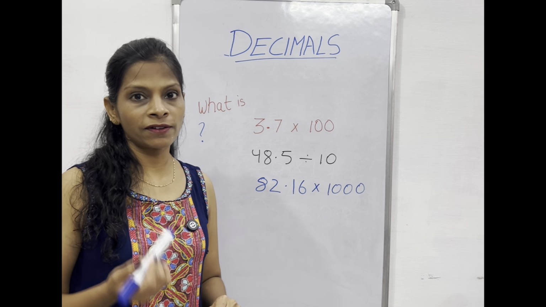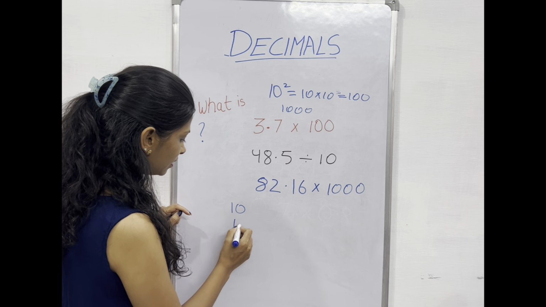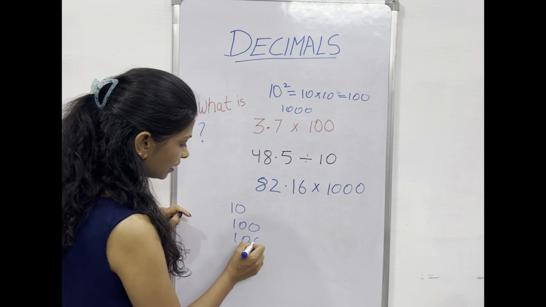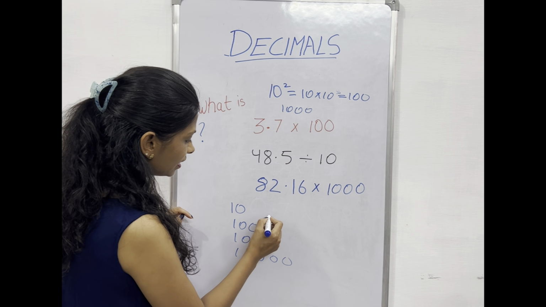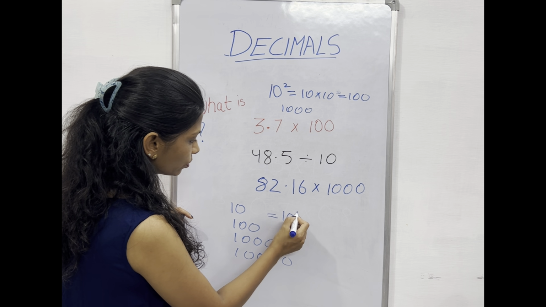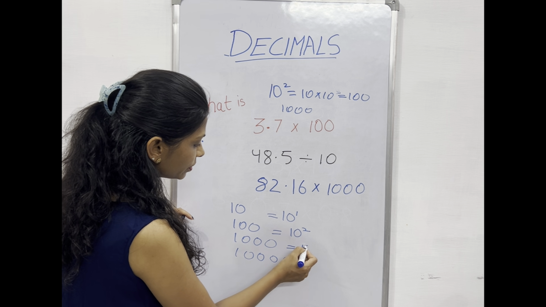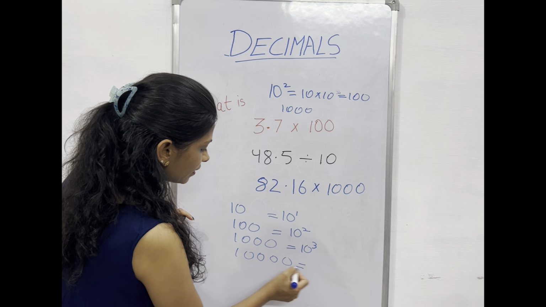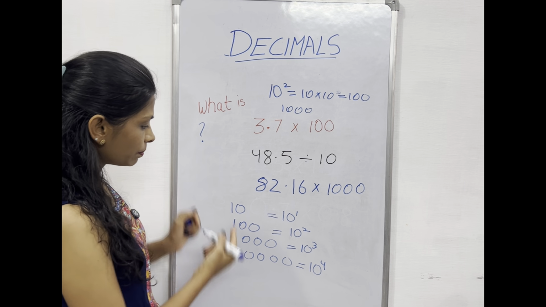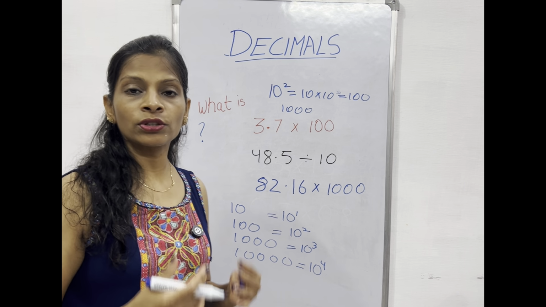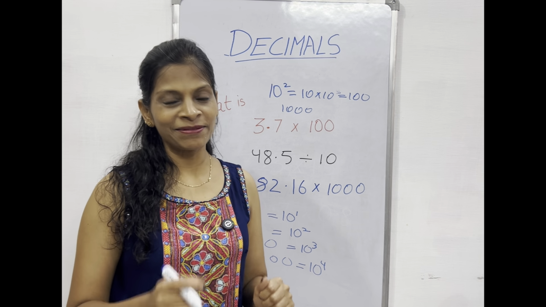What do I mean by powers of 10? By powers of 10, I mean 10, 100, 1000, 10,000. 10 can also be written as 10 to the power of 1. 100 can be written as 10 square. 1000 can be written as 10 cube. And 10,000 can be written as 10 to the power 4, and so on. These are the powers of 10. So when multiplying or dividing by powers of 10, we follow an easy trick called MRDL.